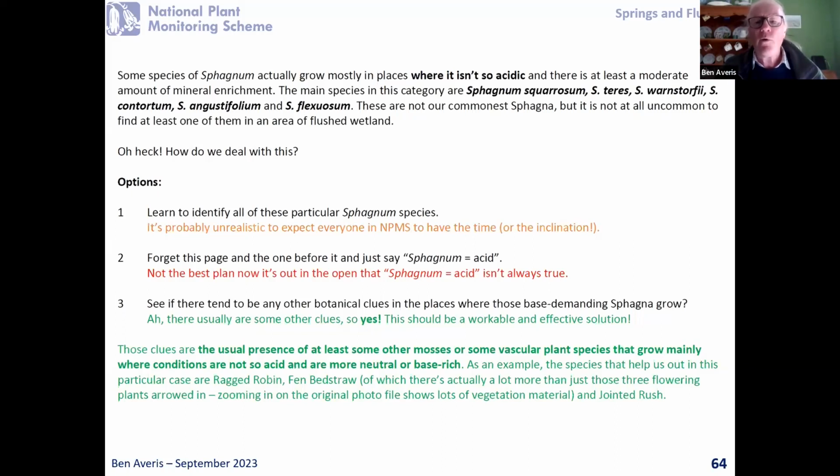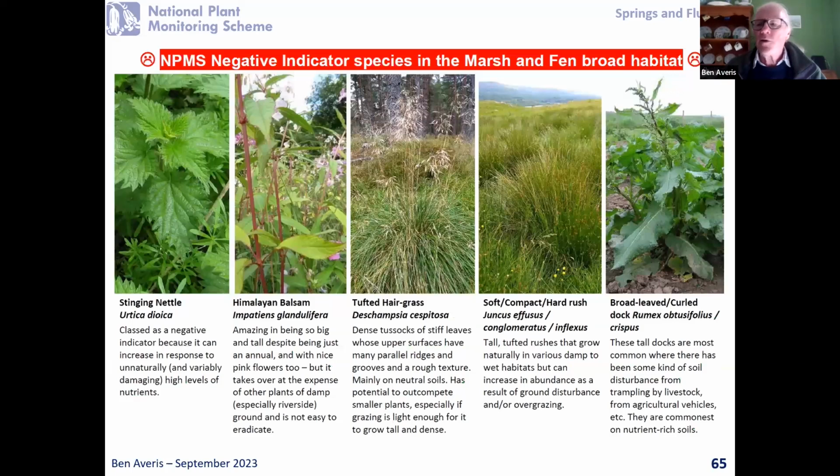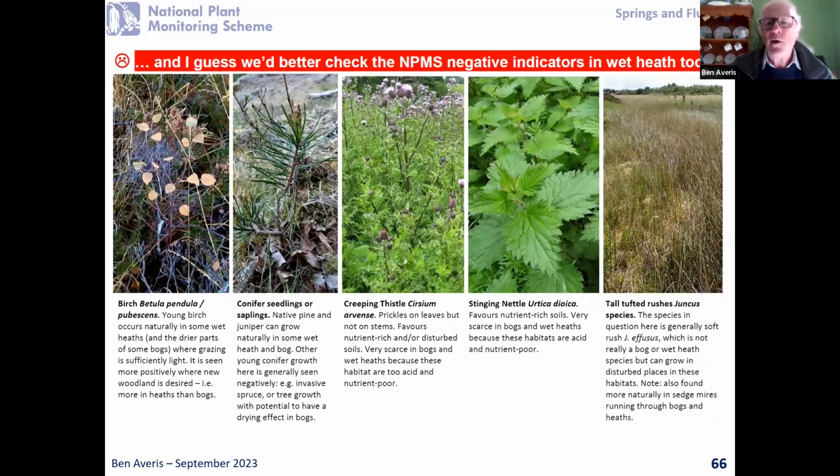So that's the thing to look out for, as in this case we had the ragged robin, the fen bedstraw, and the rush itself, the jointed rush. Some negative indicators, we get the lists of them in all the NPMS types. They generally indicate eutrophication or disturbance of some kind, as do these. Or in the case of tufted hair grass, if it's not too grazed, the felting can get to dominate at the expense of other plants. And if we're in wet heath, we've got another lot of indicators of, again, eutrophication or disturbance for the main part.